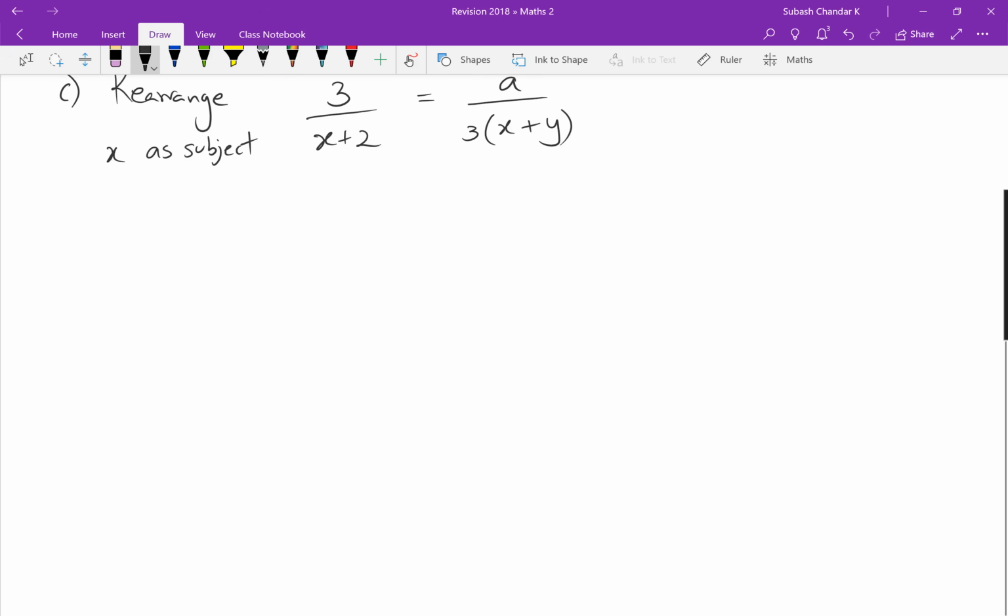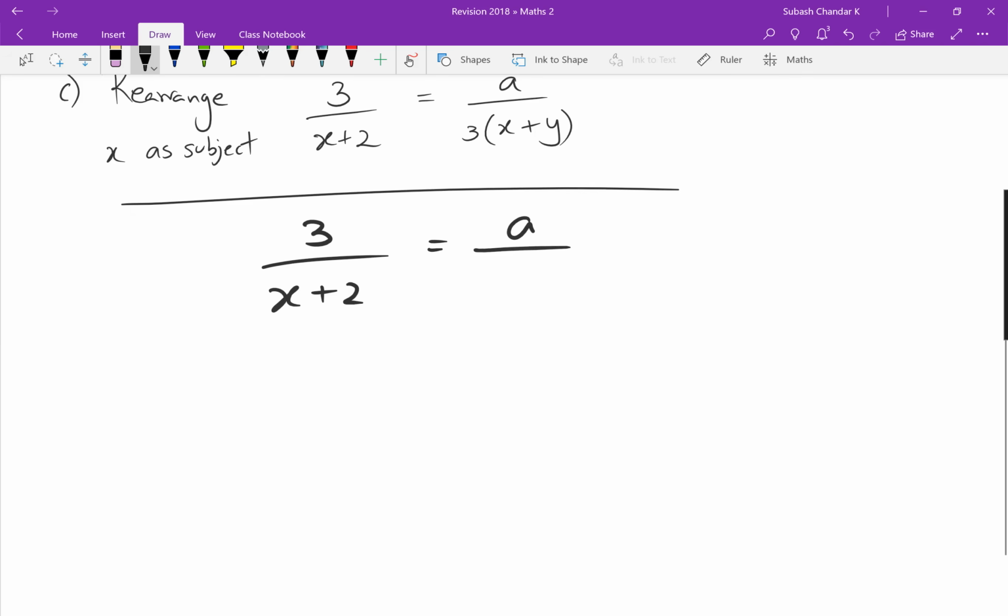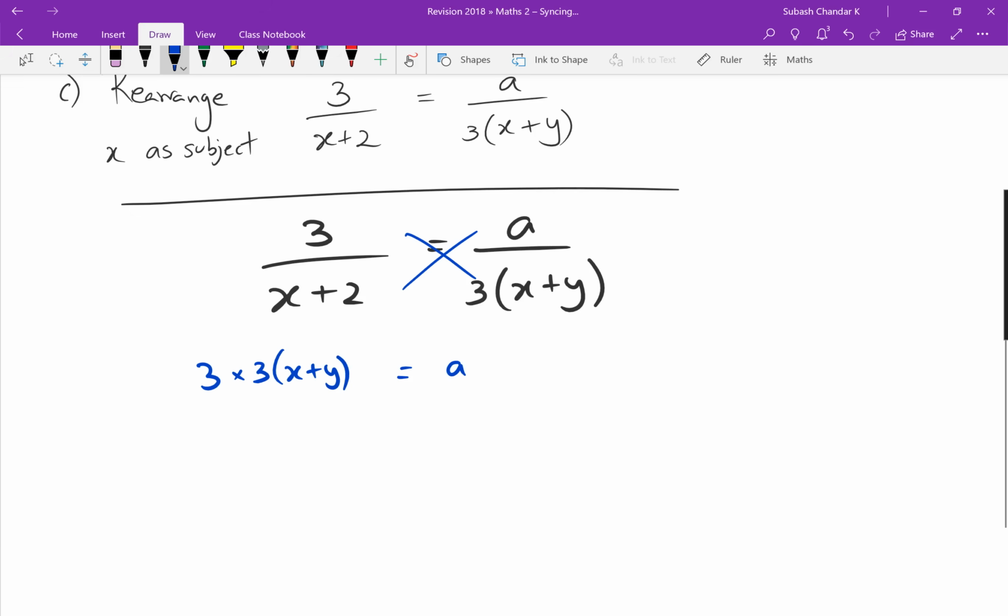So I want you guys to rearrange so x is by itself. You got 3 over x plus 2 equals a over 3 times x plus y. I want you guys to rearrange this so x is by itself. Guys, so as usual, we got a fraction. So we're going to cross multiply this. When we cross multiply it, we've got 3 multiplied by 3 times x plus y equals a times x plus 2.